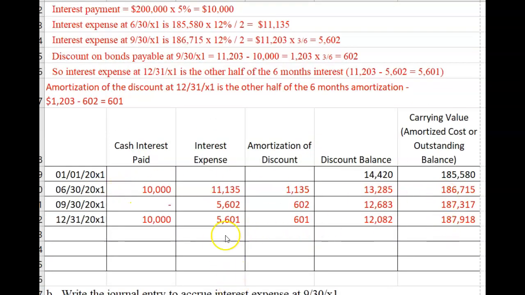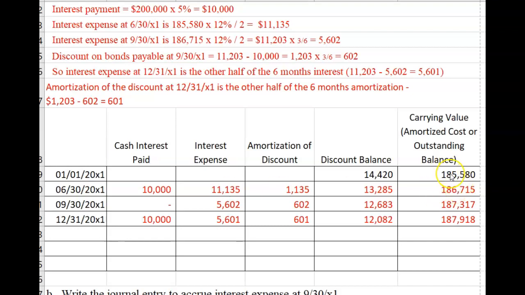So here's my amortization schedule. And let me show you where some of these numbers came from. The interest payment is $10,000. Interest is paid on June 30th and December 31st. There was no interest paid on September 30th. The calculation of this $10,000 is the par value of the bond, $200,000, times 1/2 the contract rate, 5%, equals $10,000 cash interest payment.